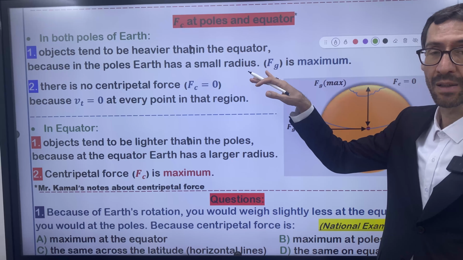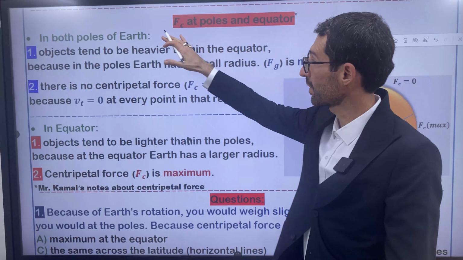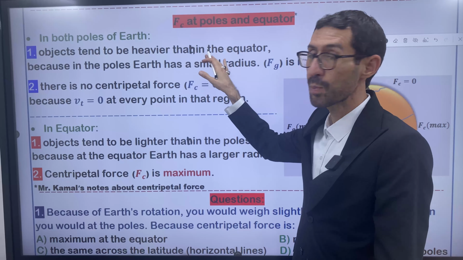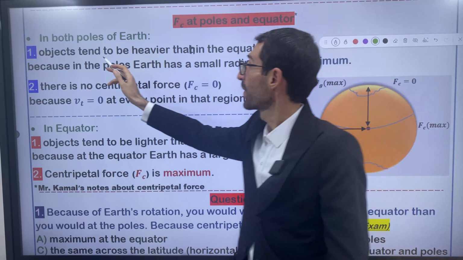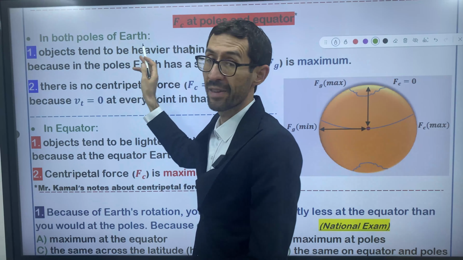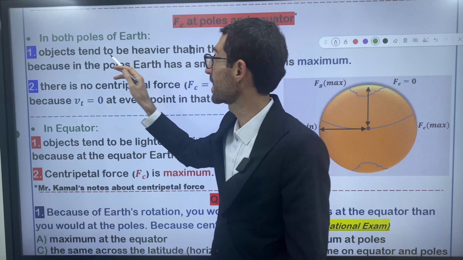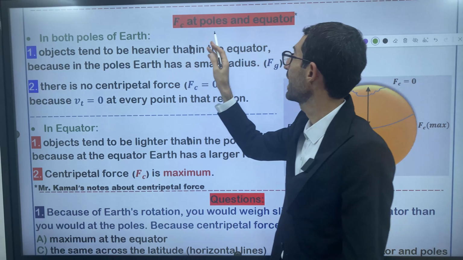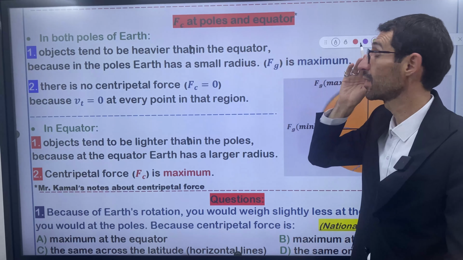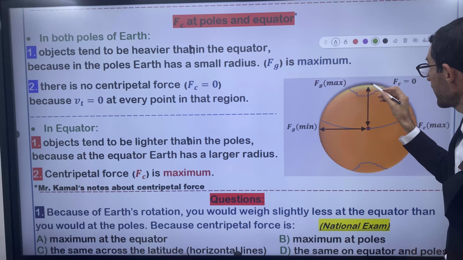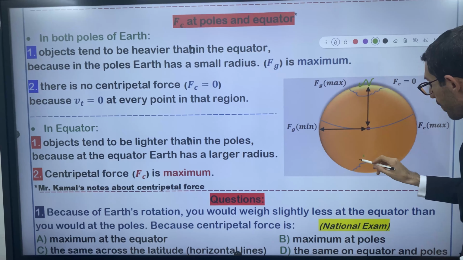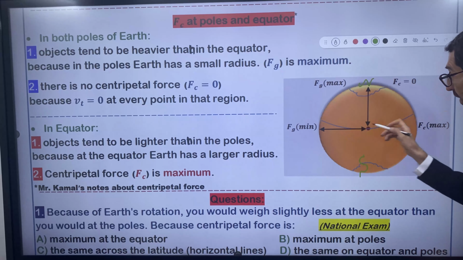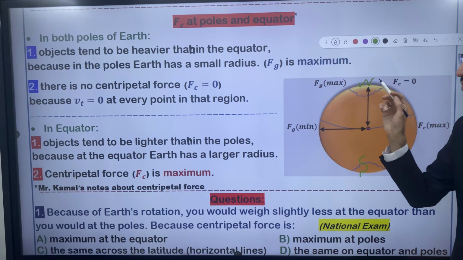Excuse me, let me read the title with the note, because it's pointless without the title. In both poles of Earth, objects tend to be heavier than in the equator. This is the full sentence. So what does it mean? Here, the North Pole and South Pole. Objects here tend to be heavier than at the equator because what?